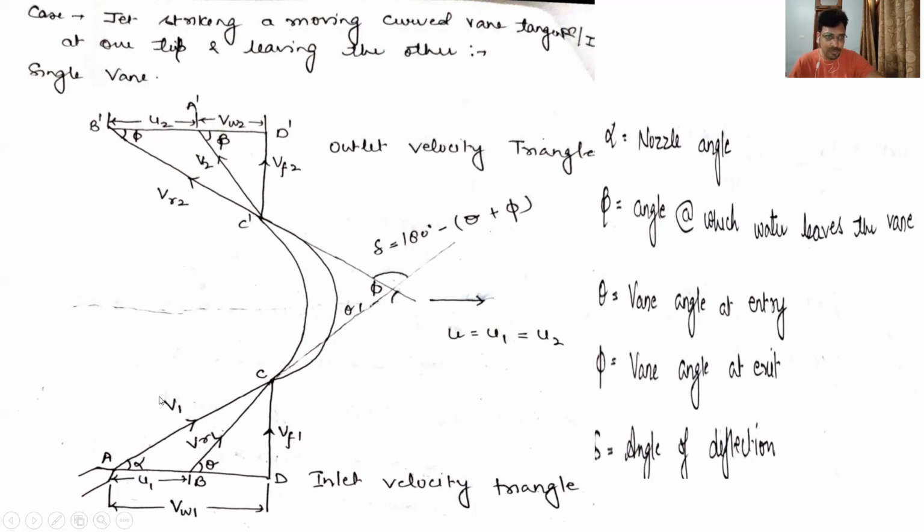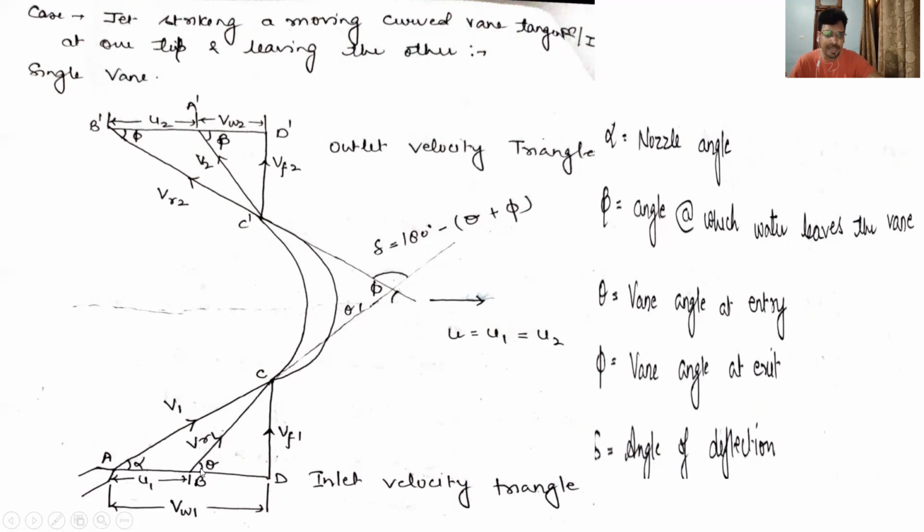And with respect to this absolute velocity of the jet, the plate is moving with the velocity u1 in x direction, and this v1 and u1 will give you the relative velocity component, that will be this. And this alpha is what? It is the nozzle angle. Alpha is the nozzle angle. Theta is the vane angle at entry.